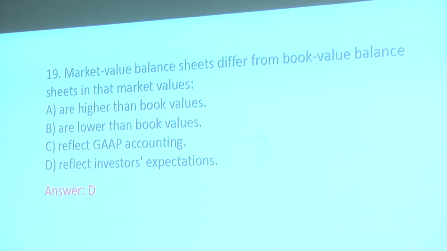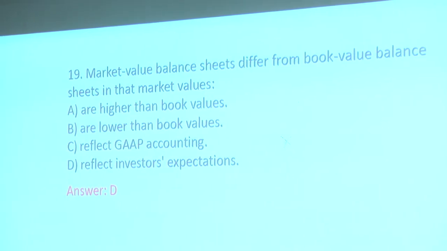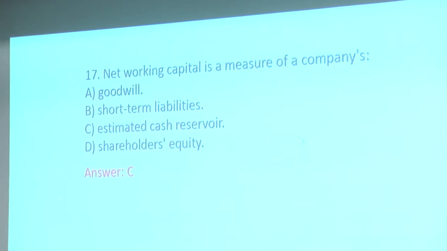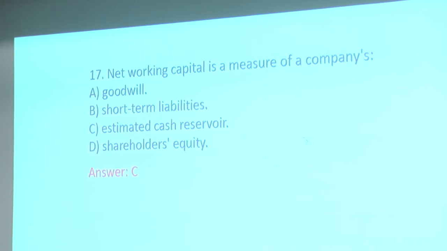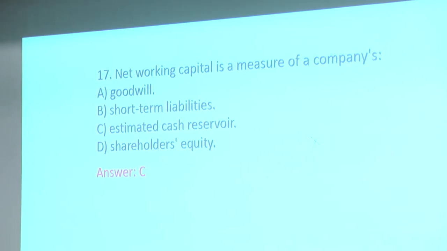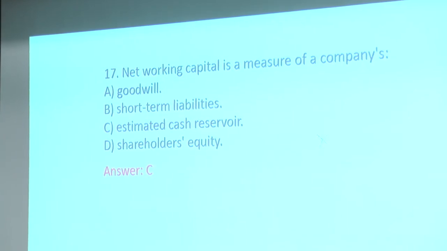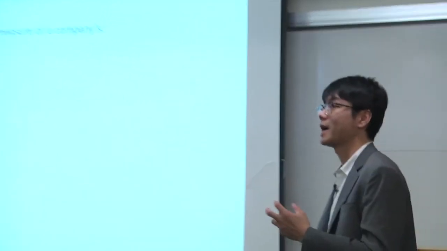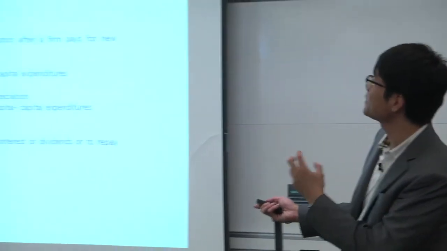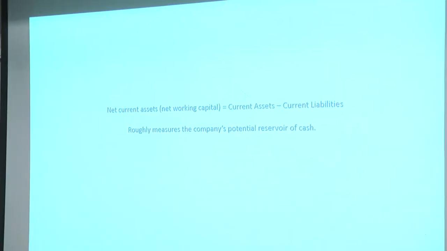Yes? I just have a question about number 17. Yeah, speak up a little bit. I want everybody to hear. Question about number 17. Cash reservoir, like what exactly is that? You know what's a reservoir? So the net working capital concept is basically telling you what's the net amount of liquid asset you have. It's defined as current assets minus current liabilities. So what is current assets?